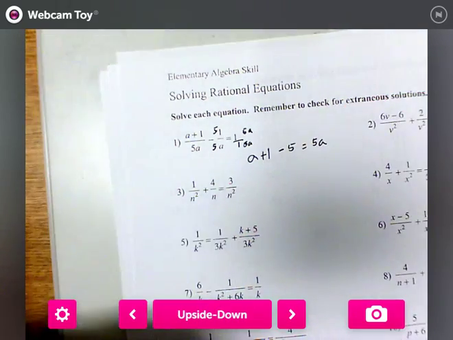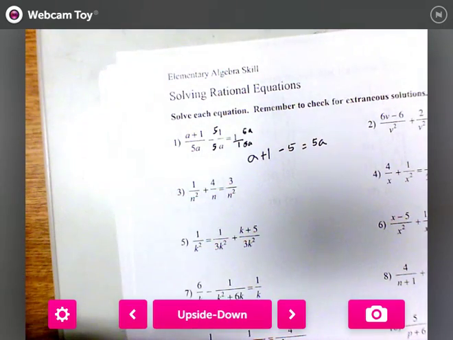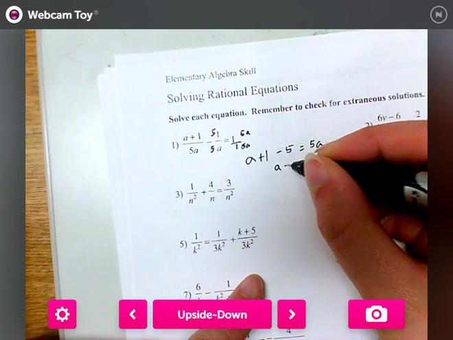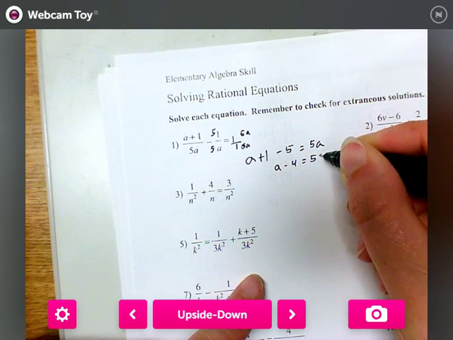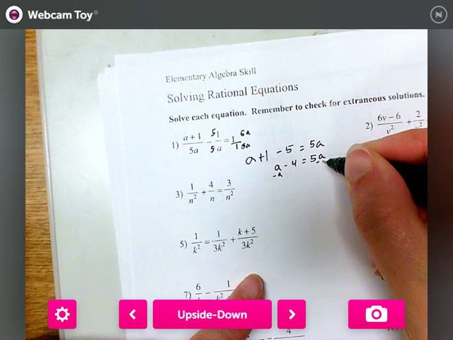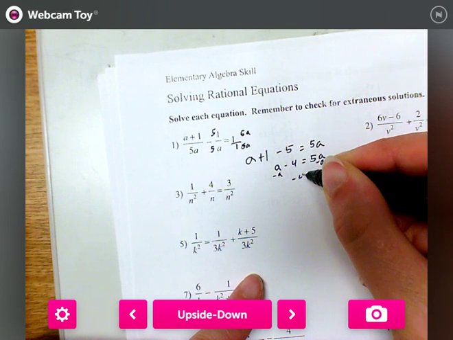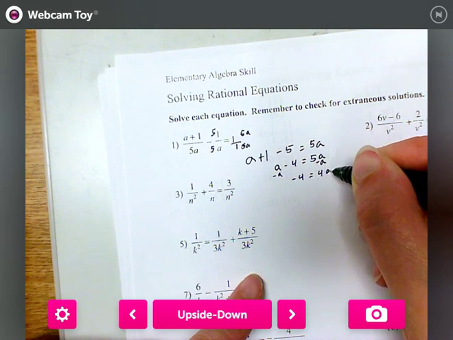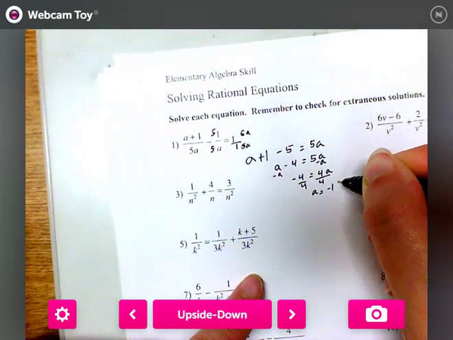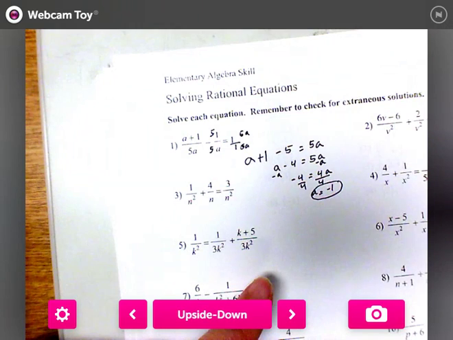Please don't talk while I'm talking. So now I'm going to say 1 minus 5 is a minus 4 equals 5a. Now I'm just going to subtract that a from both sides. And I'm going to get negative 4 equals 4a. Divide by 4, and I get a equals negative 1. Good. How are we feeling about that?